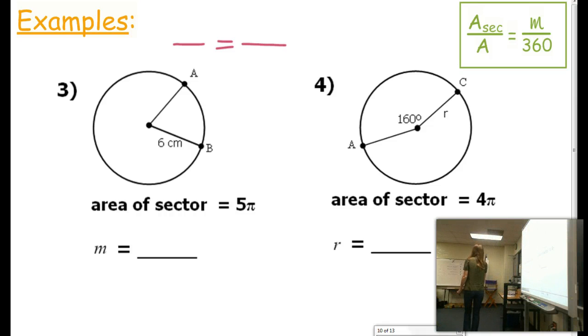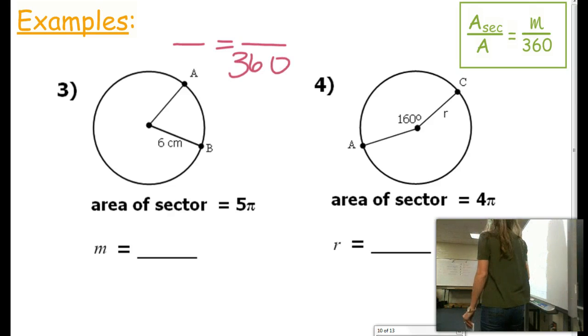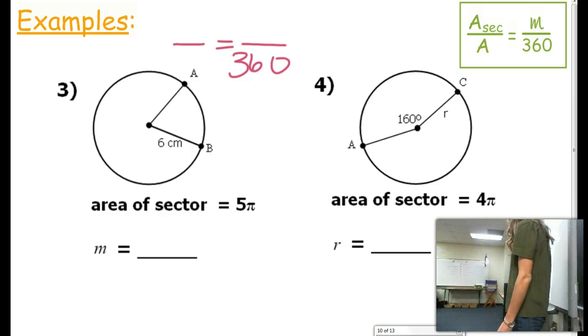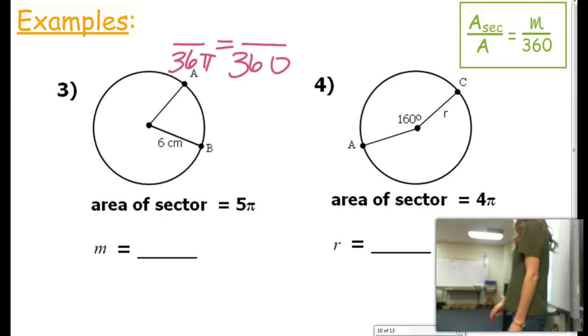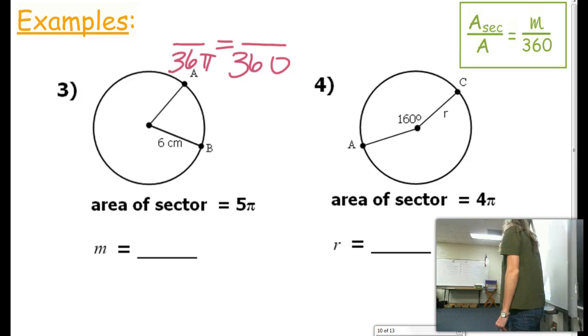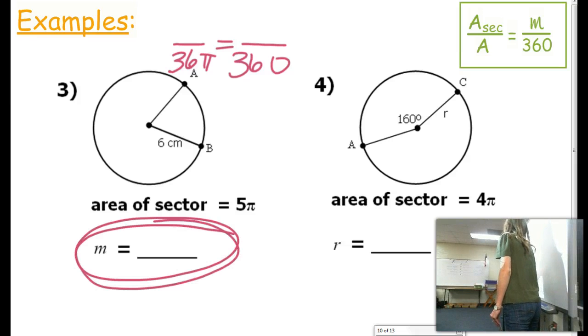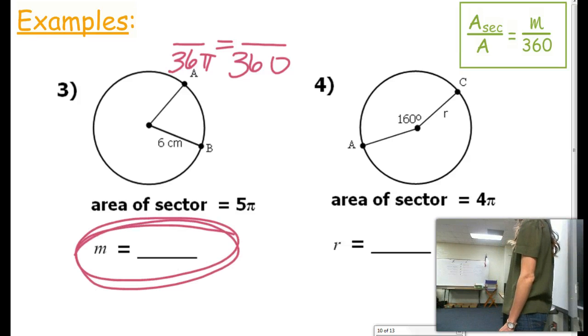Alright, 360. Yep, 360, I'll put that in. Okay, what else? The area is 36. Good. Pi? We're not looking for A sec, we're looking for M, so my X is going to go here. What's the area of my sector?